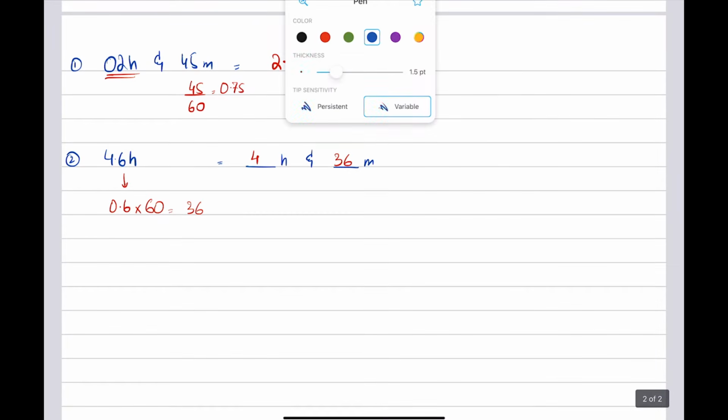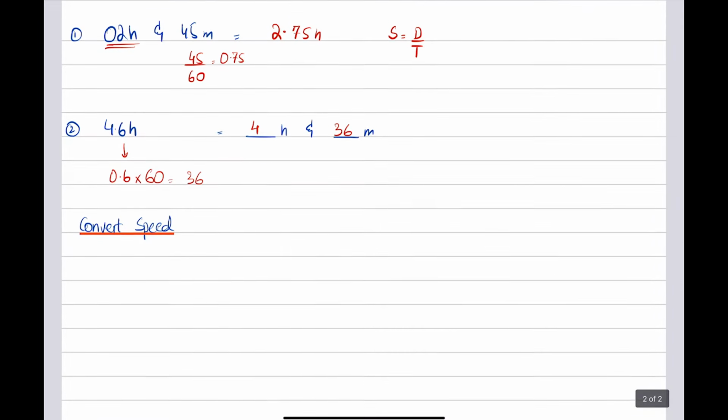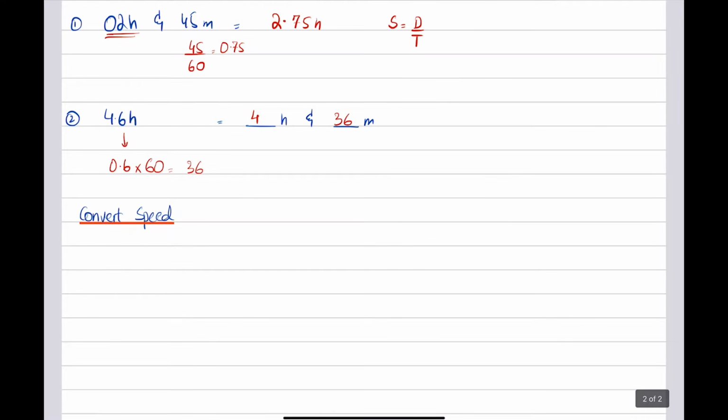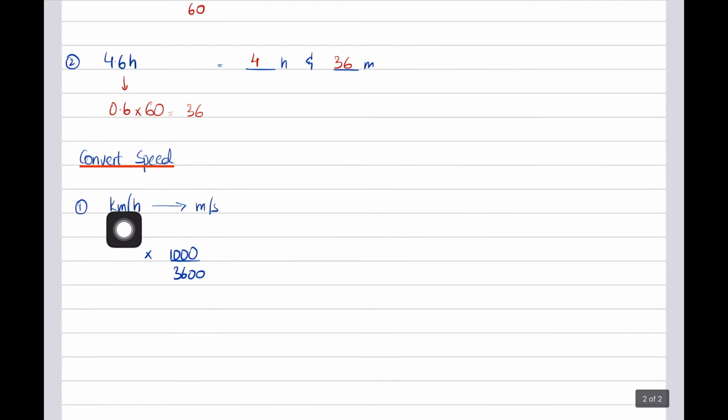Okay. Now, another thing that you need to know is how to convert speed. This is a mixture of two conversions. One is converting kilometers to meters, and the other is converting hours to seconds. So if you have to convert kilometers per hour to meters per second, what do you do? You multiply it by 1000 upon 3600. This is something that you can just memorize, but do understand why we're doing what we're doing. Because we're going from kilometers to meters, for that we multiply by 1000, and we're going from hours to seconds, so for that we're also multiplying the denominator by 3600.